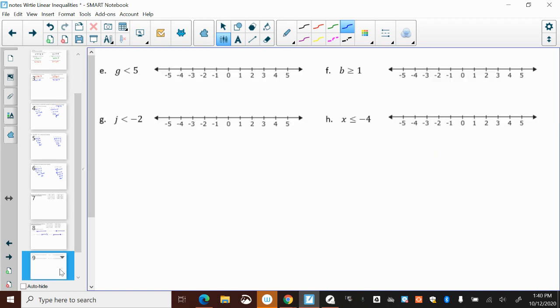Got a few more. Now without the symbols in front of us. G is less than 5, open circle, less than's to the left. B is greater than or equal to 1, closed circle because of the or equal to, greater than's to the right. J is less than negative 2, open circle, less than's to the left. X is less than or equal to negative 4, closed circle because of the or equal to, and to the left.